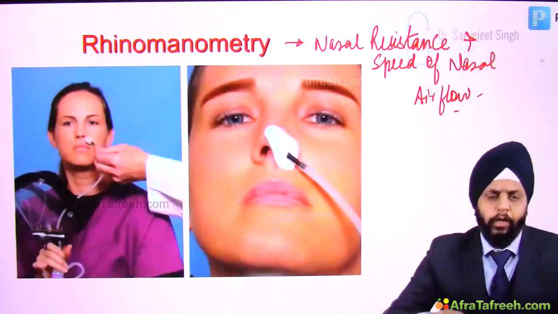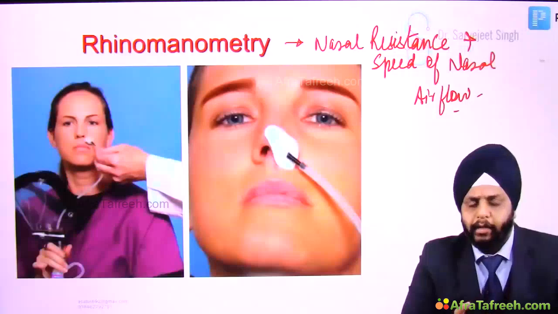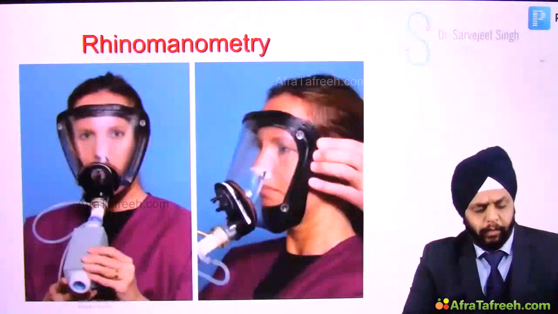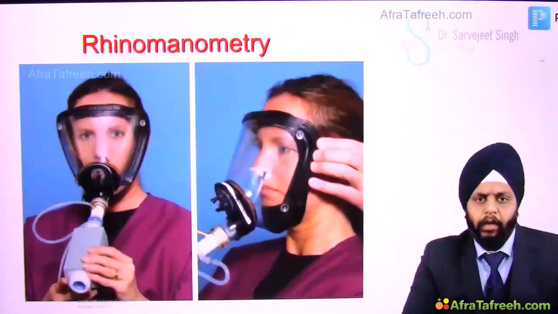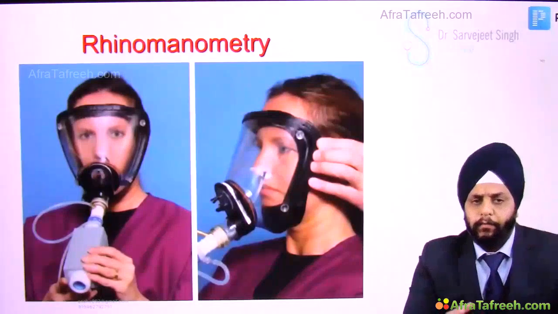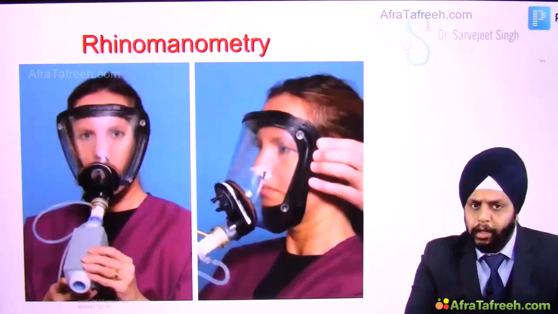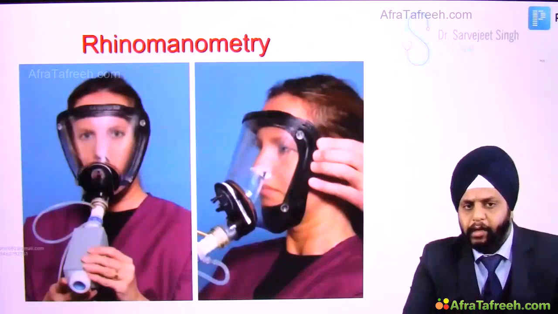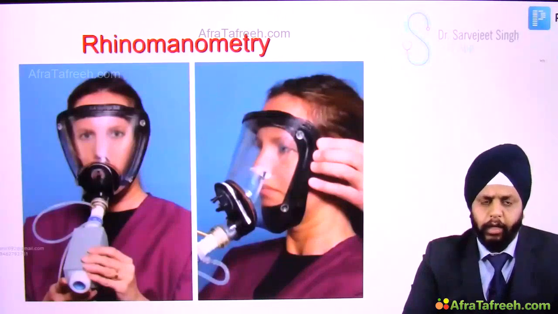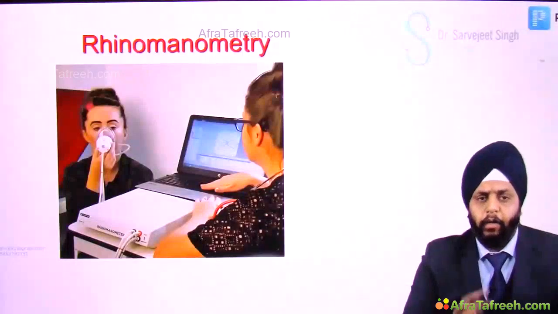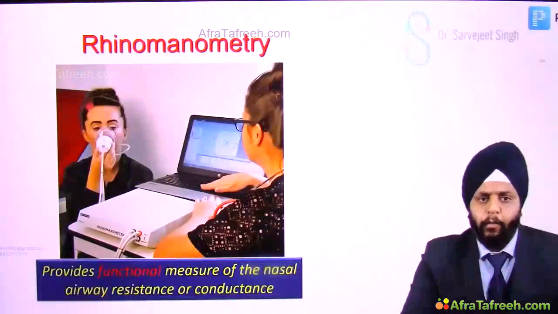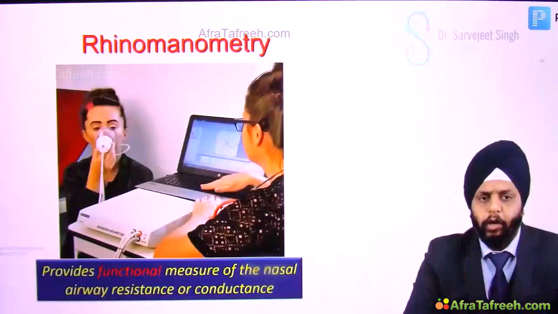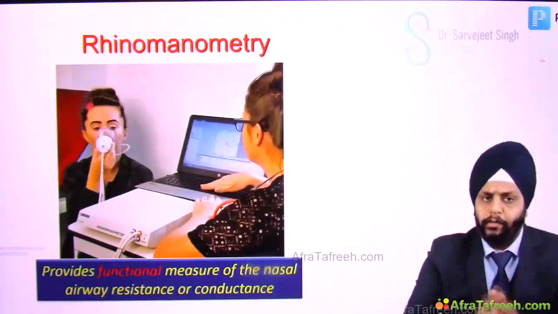So usually we do rhinomanometry by blocking one side of the nasal cavity. The patient puts on a mask, and with this, air is given with pressure, and at the end of the nasal cavity, with the help of a pressure probe, we check the speed of the airflow as well as the nasal resistance, the pressure needed for this airflow. All right, so this is known as rhinomanometry. Now remember, rhinomanometry provides us a functional measure of how much the air is flowing, the airway resistance or the conductance of the airway.